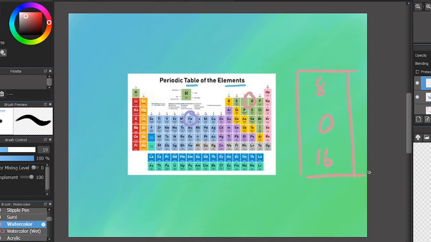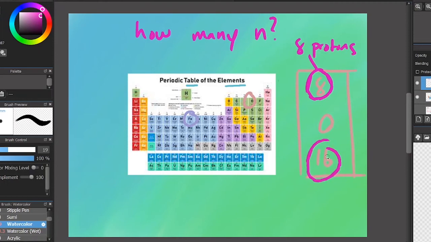A common question you'll come across is how many neutrons does an element have? The periodic table actually gives us all the tools we need to answer this question. For example, oxygen, we know that it has an atomic number of 8. That means it has 8 protons. We also know it has an atomic mass of 16. That means that if we take the protons and neutrons together, we'll end up with 16 subatomic particles. Simple subtraction tells us that we have 8 neutrons in oxygen.